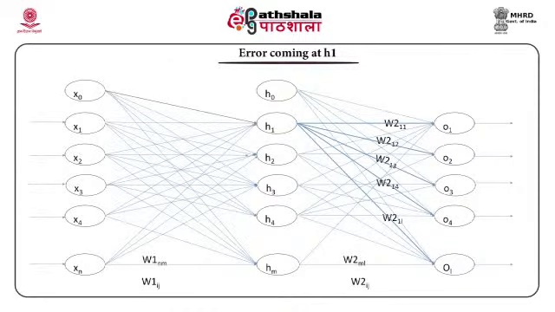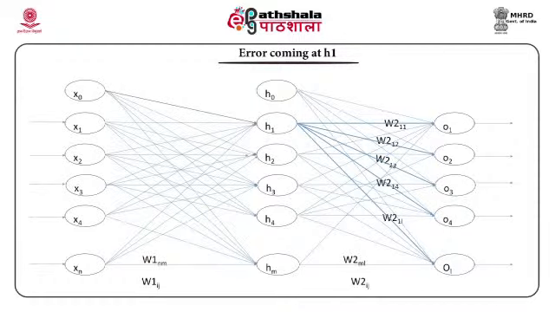Now, you multiply the errors that you get at O1, O2, O3 with the respective weights, and that error is calculated at H1. This figure clearly indicates how that is done. And this is just one example. The same way you calculate errors at H2, H3, H4 and so on.